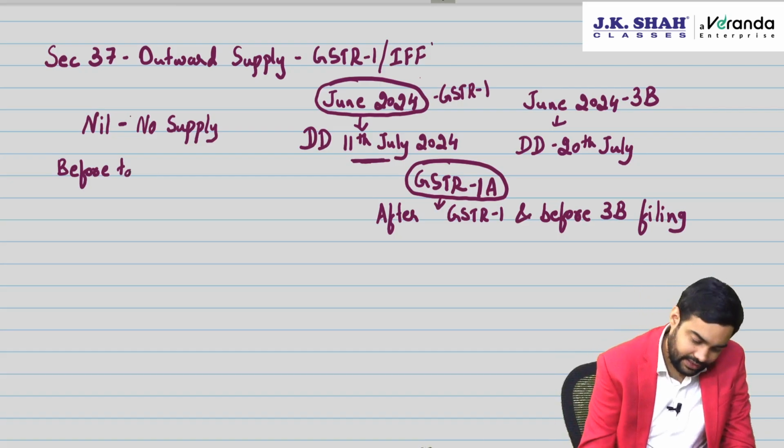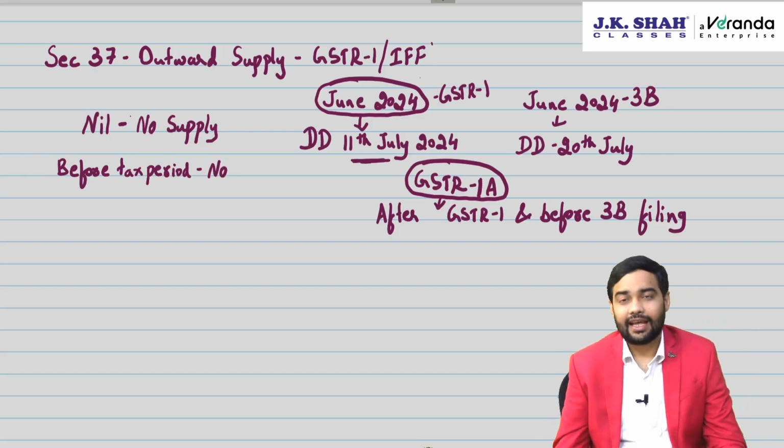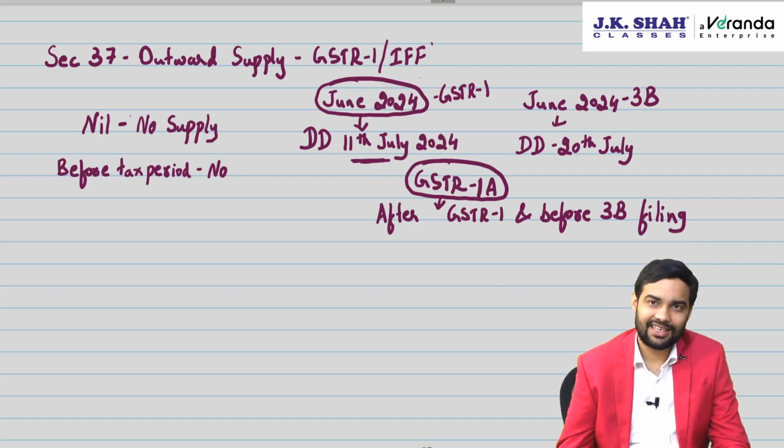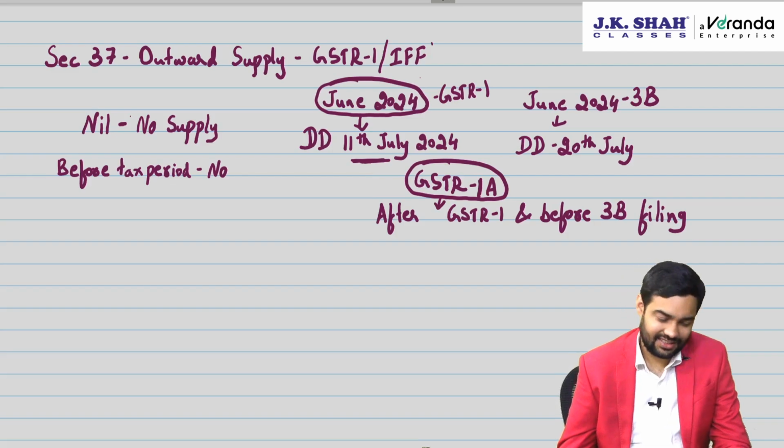So before the tax period, can you file it? No. But there are two exceptions. One, a casual taxable person, because after he has ended his registration of 5 days, he can file GSTR 1. And the second exception is cancellation of registration.